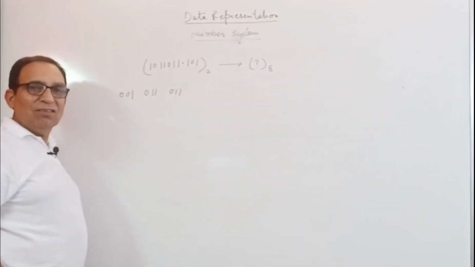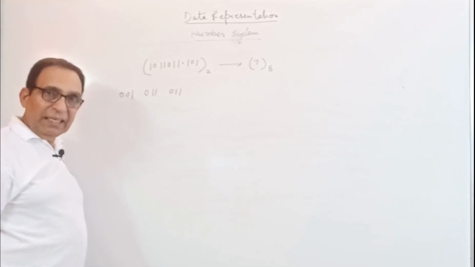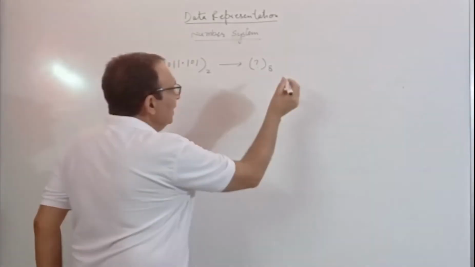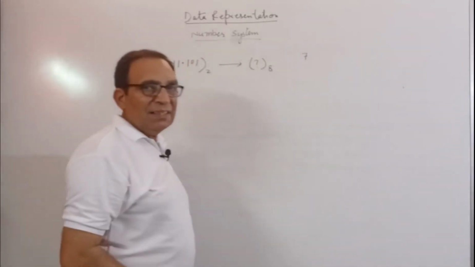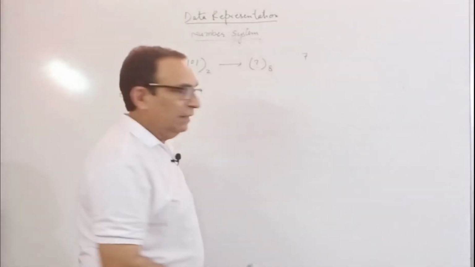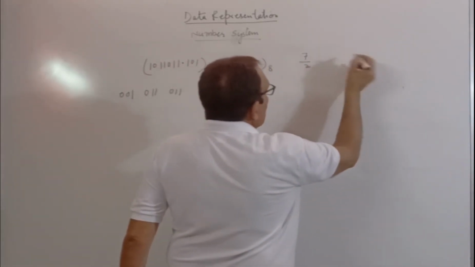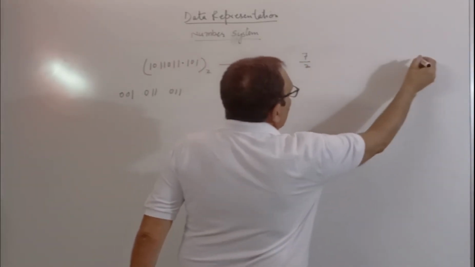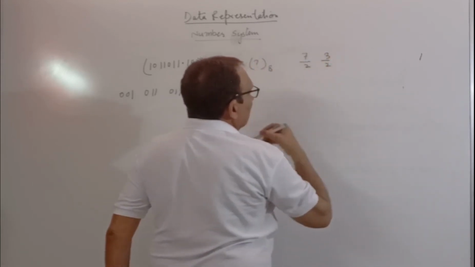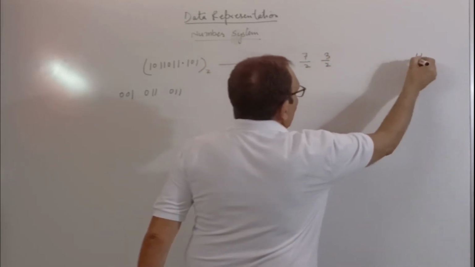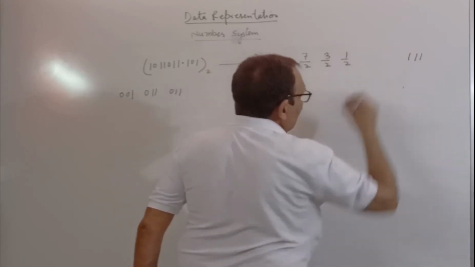Why we have taken groups of 3, I explained to you. Again I am telling you, the largest digit of an octal number is 7. Let us see how 7 is represented. Divide by 2, remainder is 1, quotient is 3. 3 divided by 2, remainder is 1, quotient is 1. 1 cannot be divided further, so that is 111.